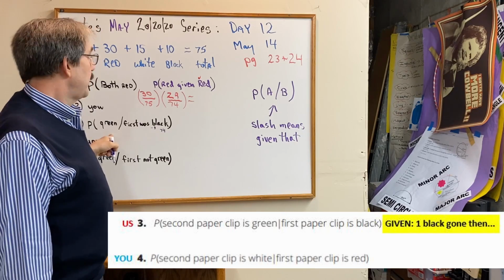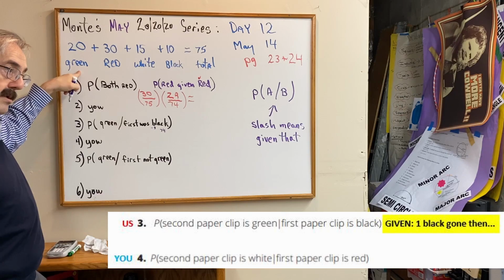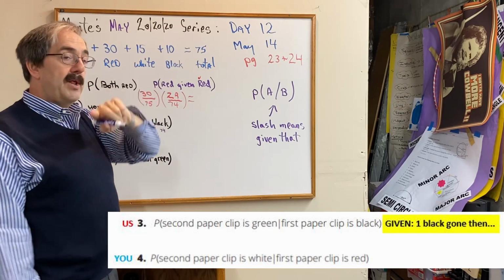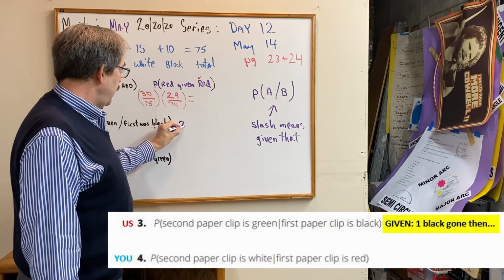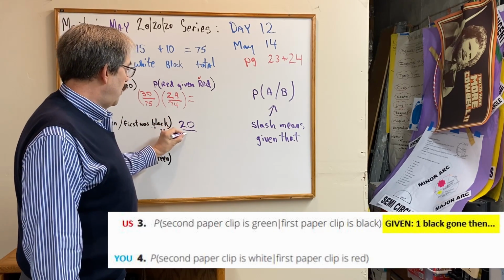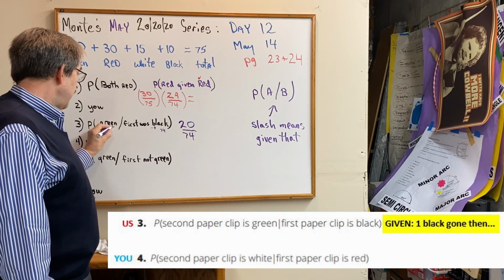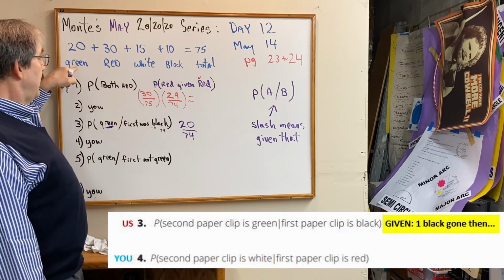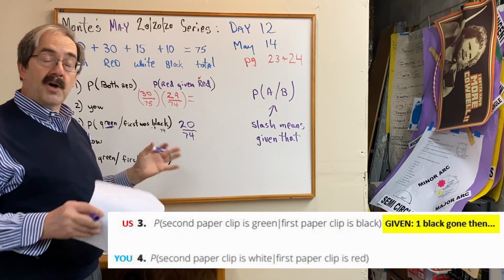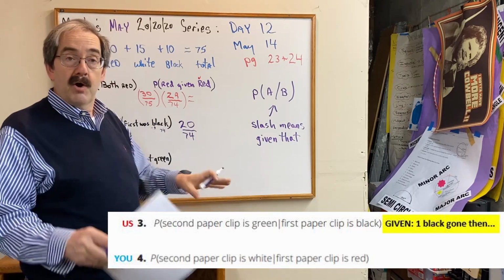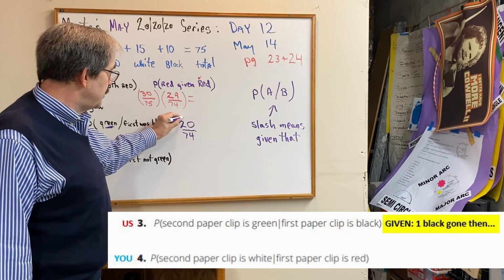What's the probability of drawing a green paperclip if there's a black already gone? I need you to see there's 20 green, but there's only 74 left for this event. So what's the probability of drawing a green given one of the black is already gone? That's all this is. We've been doing that in scenario week for 2 weeks now. Okay? You already know how to do this. We're just putting numbers to the math.